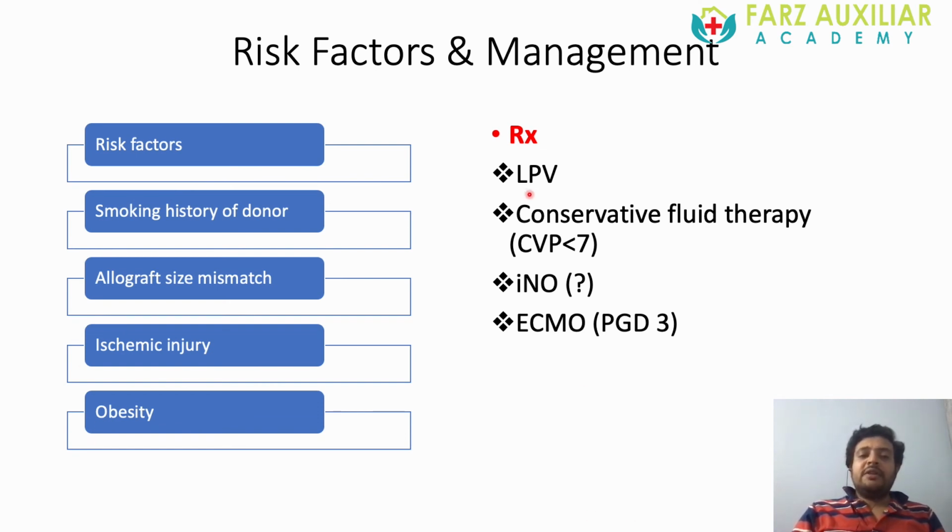So regarding management, regarding ventilatory management, there is no established method. Lung protective ventilation, as of now, is considered the standard of care. Conservative fluid therapy may be of help, though no robust data is available. Conventionally, CVP is kept less than 7. Inhaled nitric oxide or prostacyclin may be of some benefit, though no robust data is available. ECMO, either VA-ECMO or VV-ECMO, depending upon the hemodynamics of the patient and the cardiac function, is mostly required in patients with primary graft dysfunction of grade 3.